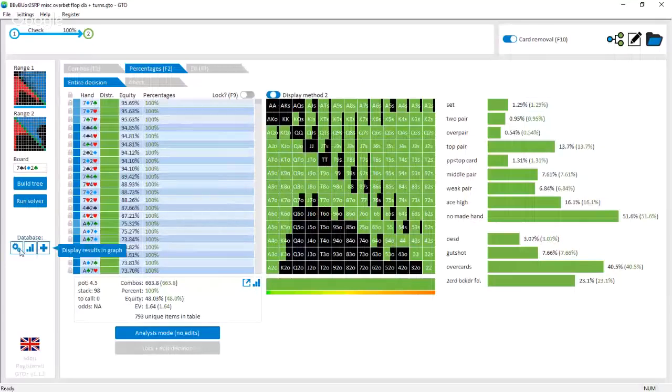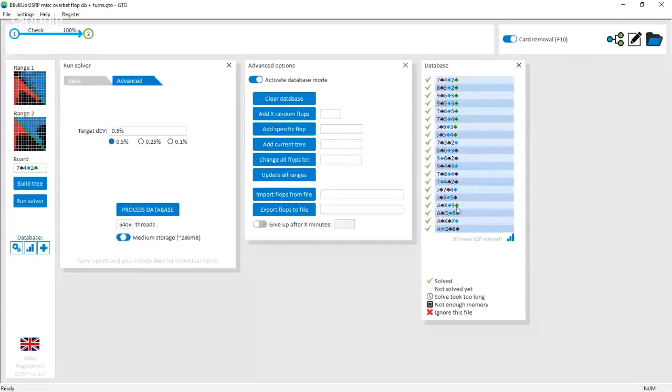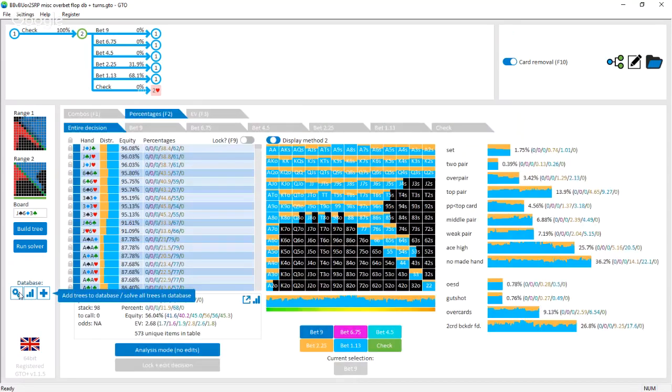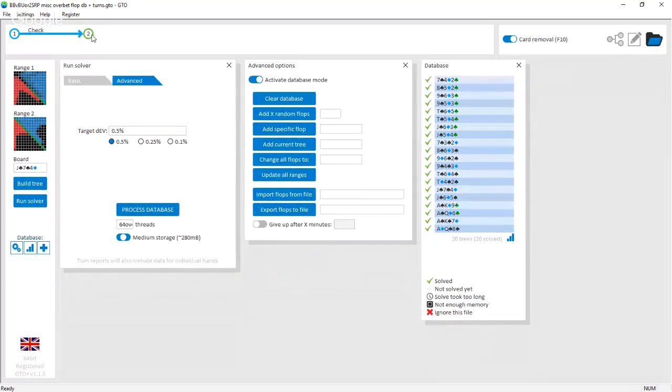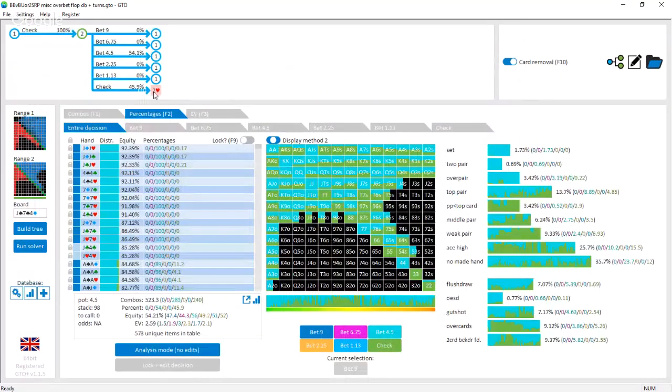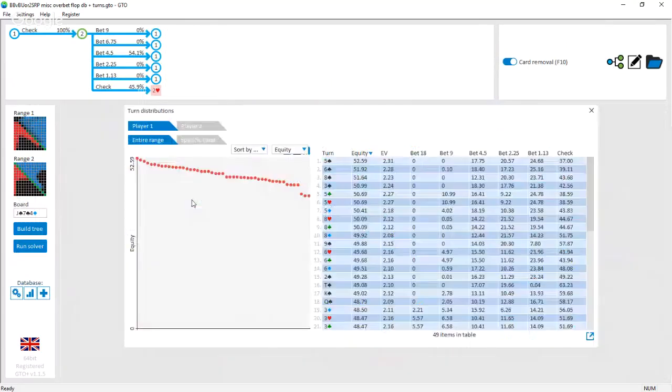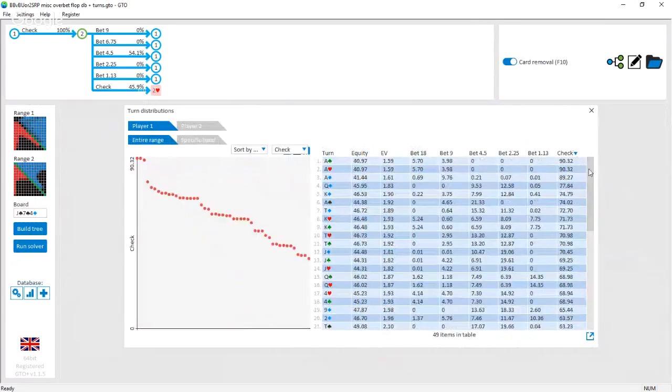So say here, for example, on Jack 6-3, if it does go, no, it doesn't. That's not going to check back. Jack 6-3 rainbow, Jack 7-4. If it does go check check, right, and then the turn is a brick, like a 2. If you look at the turn reports, here on the ace, right?